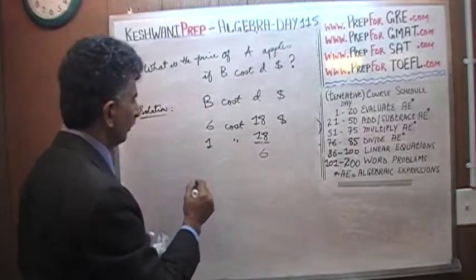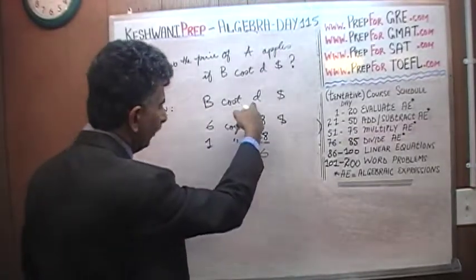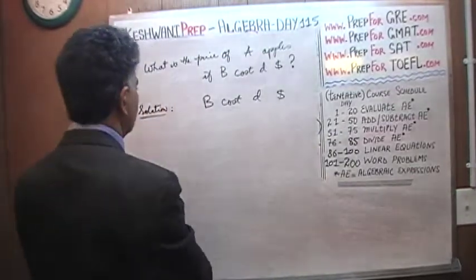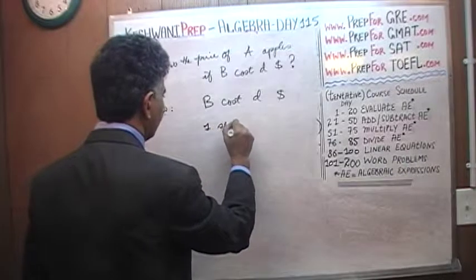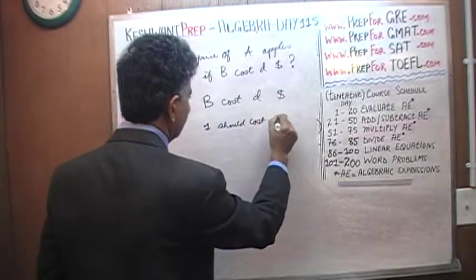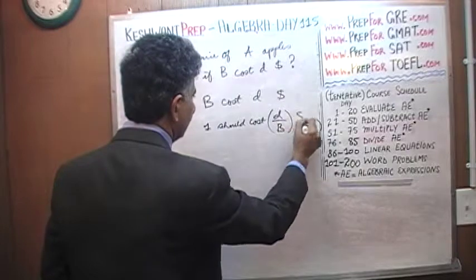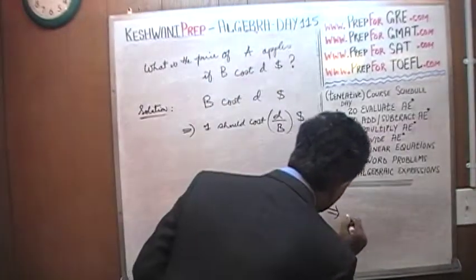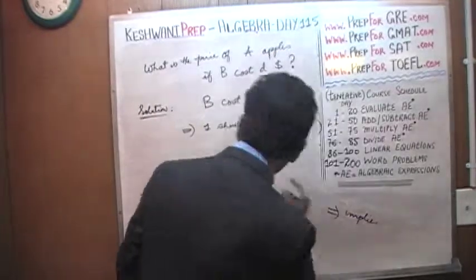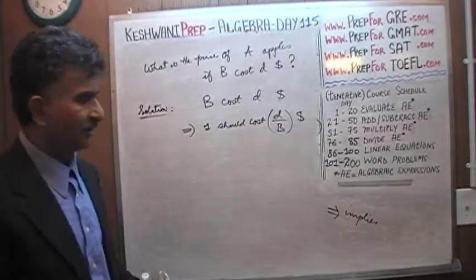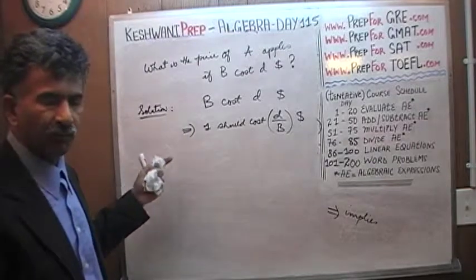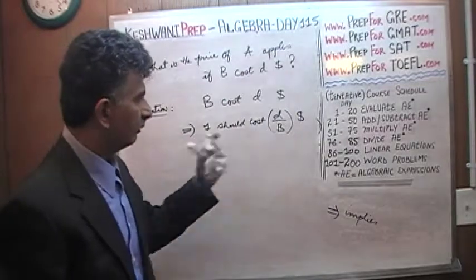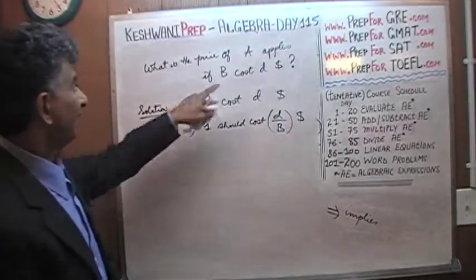D over B dollars. So based on if B costs D dollars, then 1 should cost D over B dollar. This implies. You must put that sign because otherwise it does not follow the logic. Your work should follow some sort of logic. If B costs D dollars, then 1 should cost D over B dollars. But we don't want to buy 1, we want to buy A.